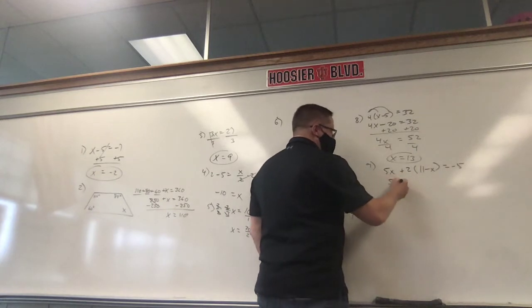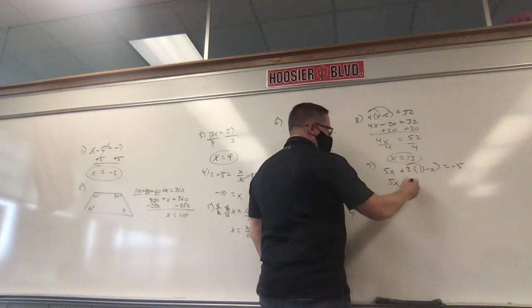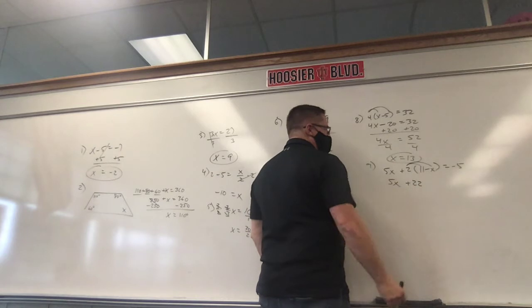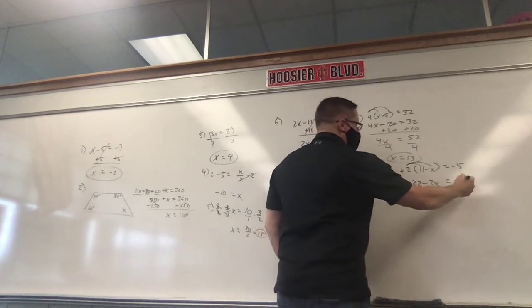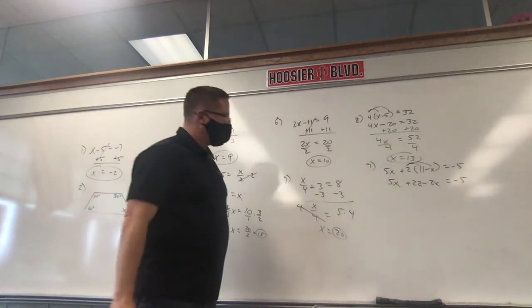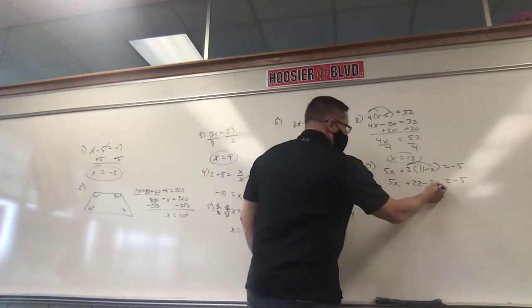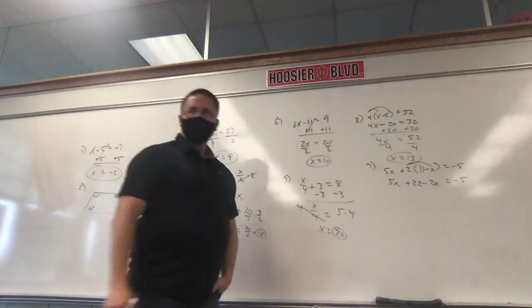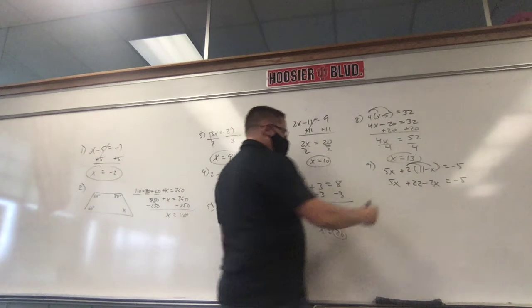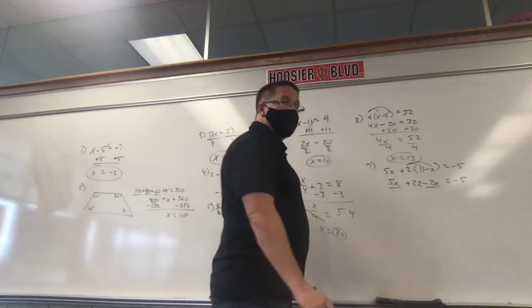So I just bring this 5x down. 2 times 11 is 22. 2 times negative x is negative 2x, equals negative 5. Okay, that's a little better. Could I clean that up any more? You can put together the x's. Good, 5x and 2x? And get 7x?